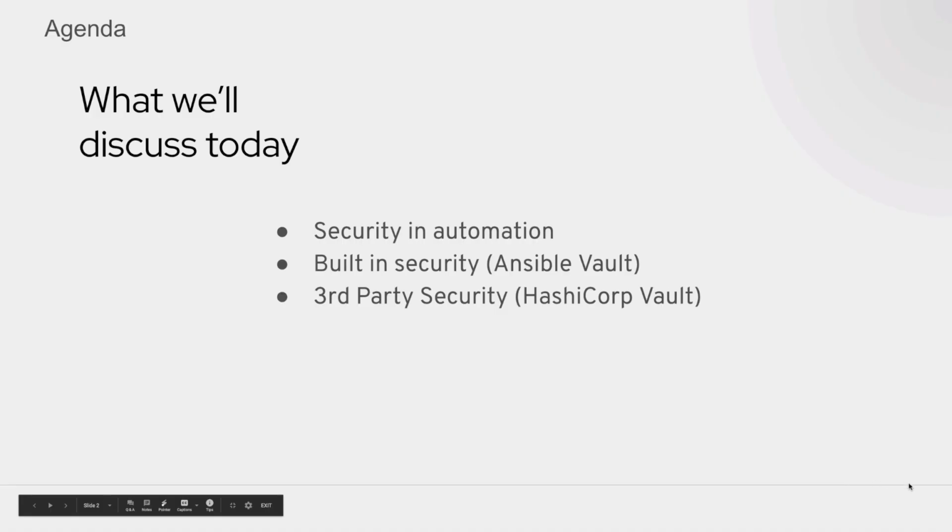So the things we're going to talk about today are security and automation in general. We're going to go over some interesting data points here about security, cloud security at scale, and how that relates to automated workflows. Then we're going to specifically dive into Ansible Vault, how it encrypts and can be used in part of an automated workflow.